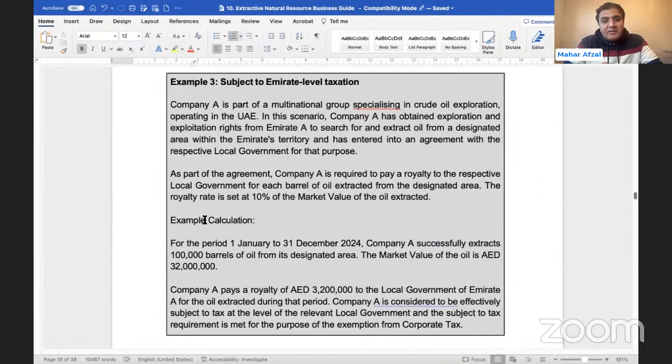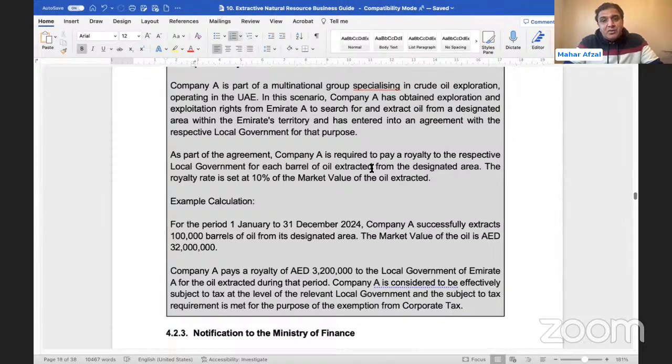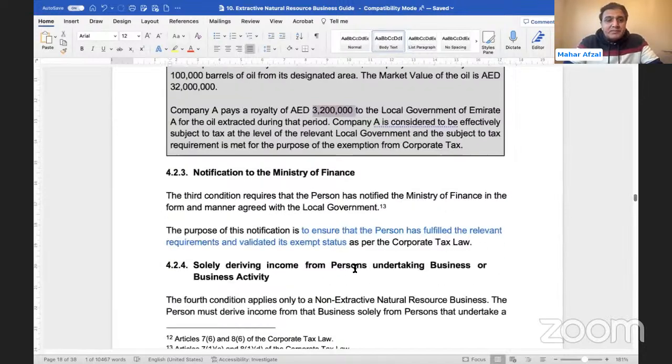In this, they have given one example. This company A is involved in multinational crude oil exploration, and they are paying 10% of the market value of the oil extracted. Now, this is not typically a corporate tax, but effectively they are paying tax. So they need to calculate the total value they have extracted, which is 32 million. Out of this 32 million, they need to pay 10% of the market value to the respective emirate, which is 3.2 million. Yes, they are effectively paying tax.